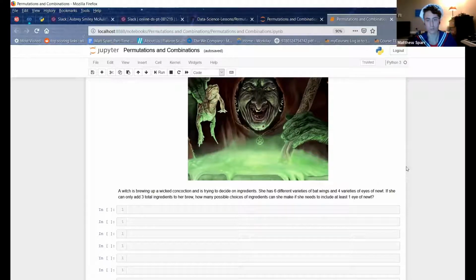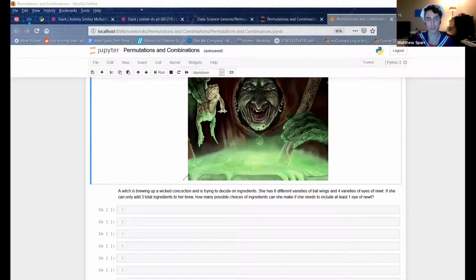So if we look at this first one, a witch is brewing up a wicked concoction and is trying to decide on ingredients. She has 6 different varieties of bat wings and 4 varieties of eyes of newt. If she can only add 3 total ingredients to her brew, how many possible choices of ingredients can she make if she needs to include at least 1 eye of newt in that combination?